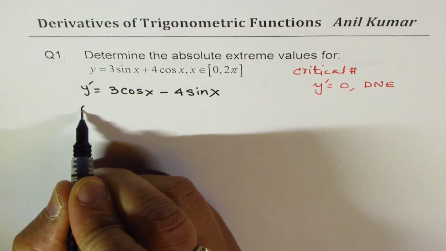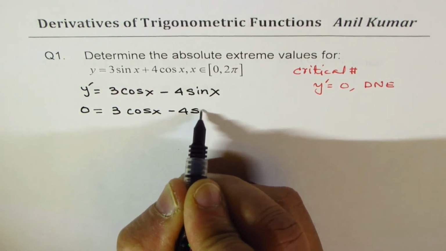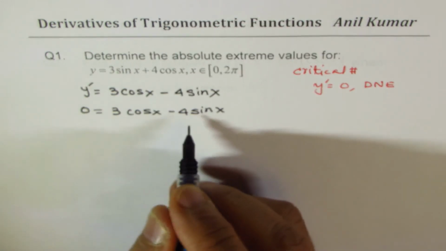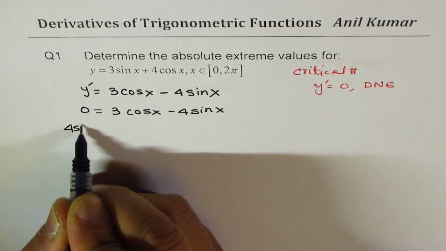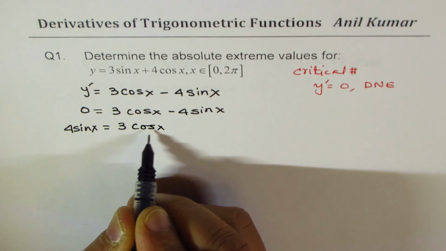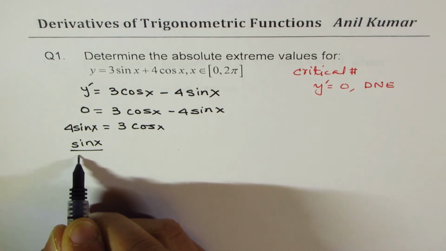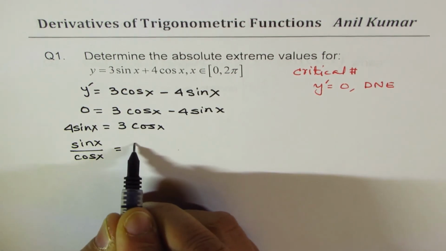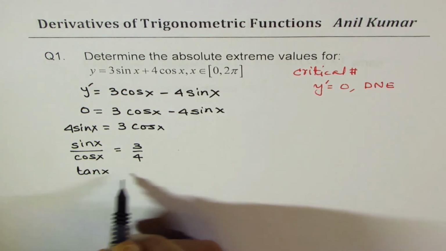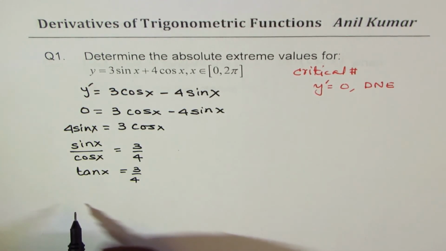Now for critical number, this should be equal to 0. So we have 3 times cos x minus 4 sine x equals 0. Now we can take 4 sine x on the other side. So we get 4 sine x equals 3 cos x. Now we can divide by cos x and take the numbers on the right side. So we get sin x over cos x equals 3 over 4. Sin x over cos x is tan x equals 3 over 4, and that gives you your critical numbers.